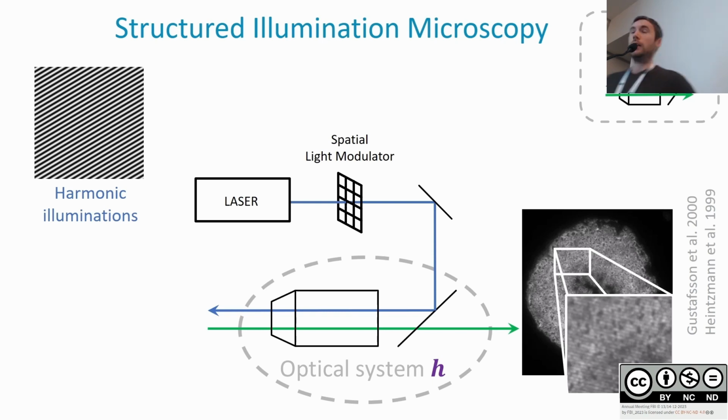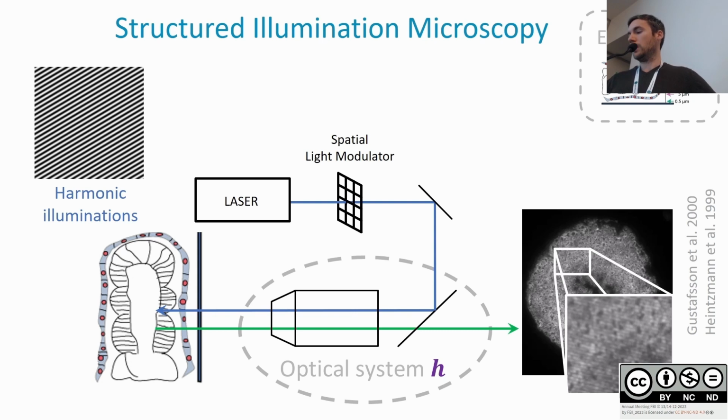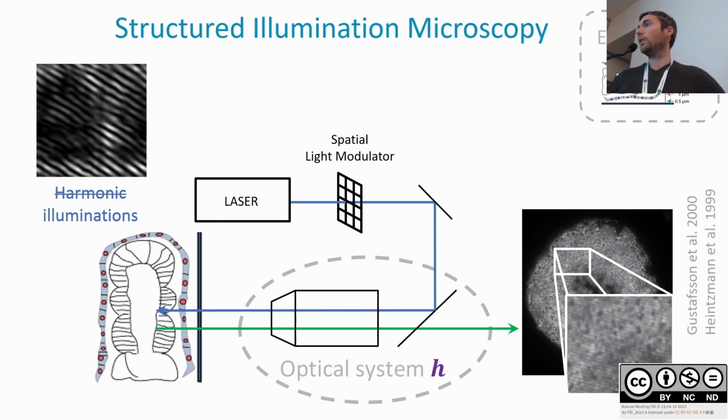And you acquire 9 images that are all low resolution, but you can combine them to create a super resolved image. However, what can happen is that maybe you want to look deep inside your sample, and it will act as a new optical element in your microscope that you have no control on. So it will distort your illumination. So instead of perfect harmonic illumination, you will have something like that. And this will be quite detrimental to the reconstruction quality of your super resolved image. So you can have a strong artifact in this case.